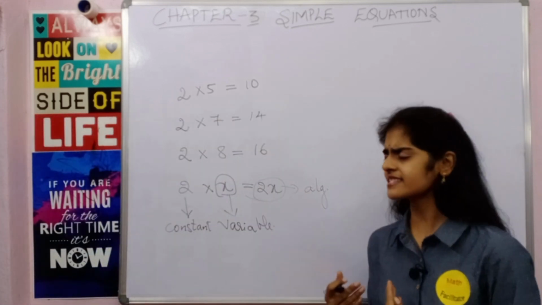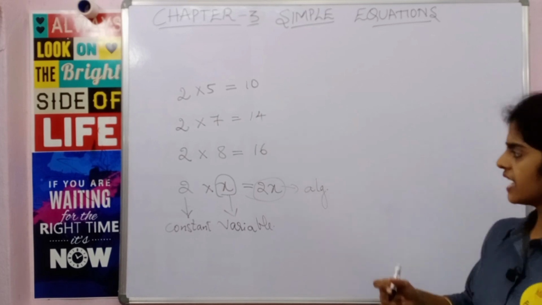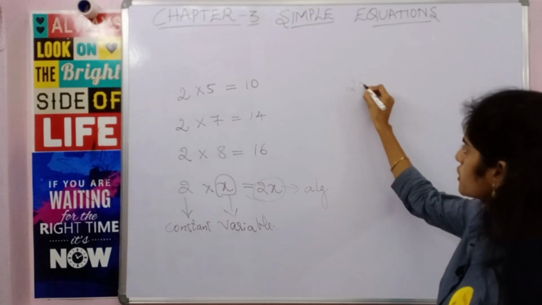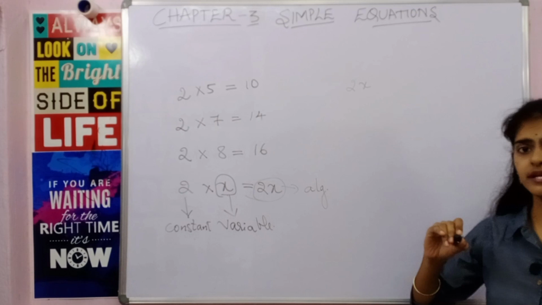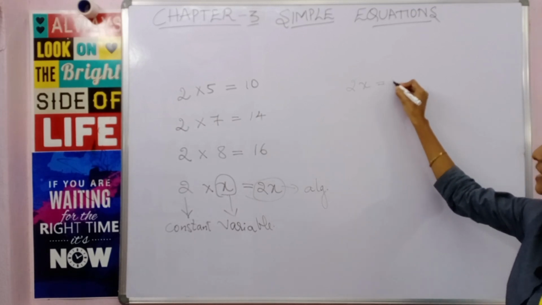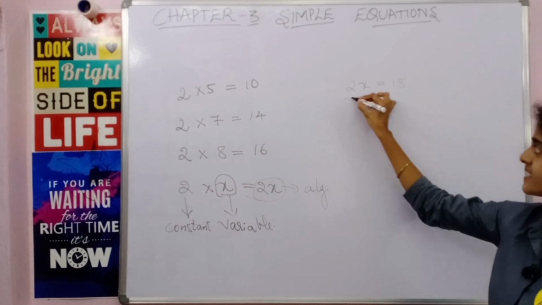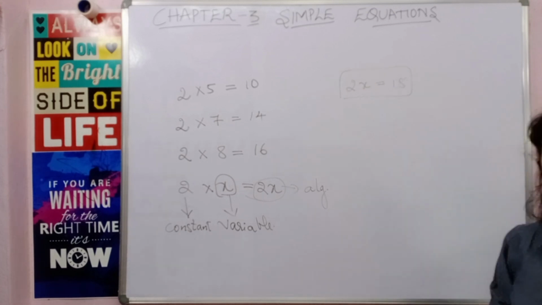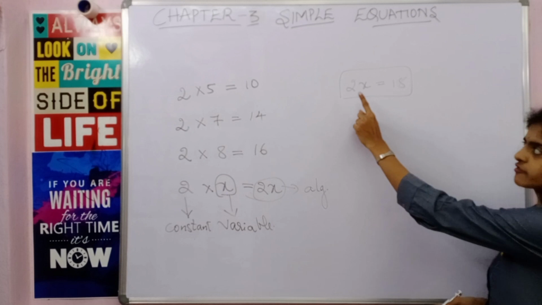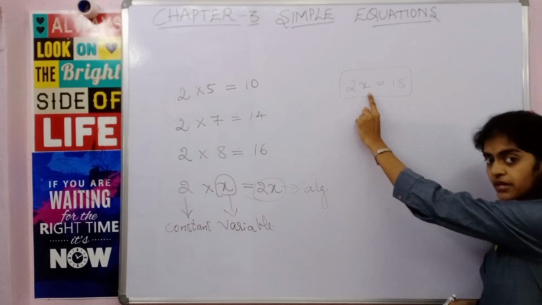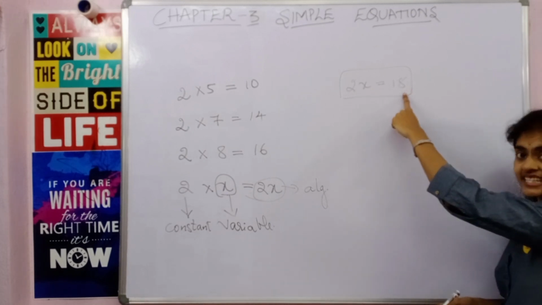Now let us see what is an equation. Now suppose you have bought 2x chocolates and the shopkeeper told you that you have to pay 18 rupees. Clear? So now what is this? This is nothing but an equation. Now you have bought 2x chocolates and the shopkeeper is telling you that you have to pay 18 rupees.